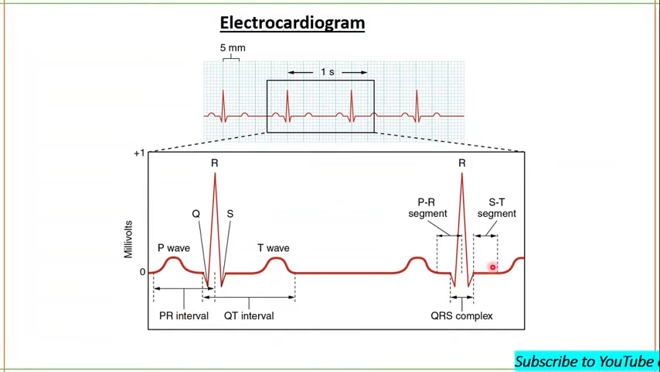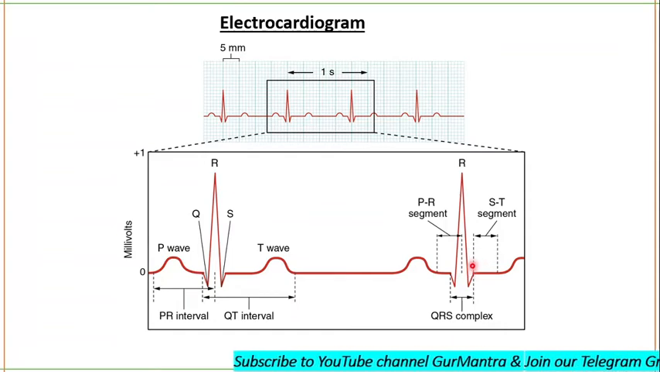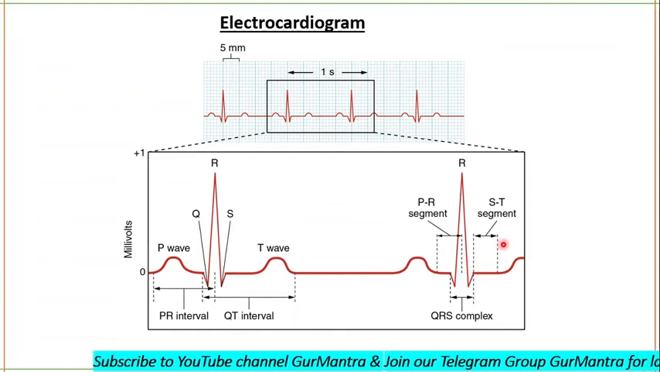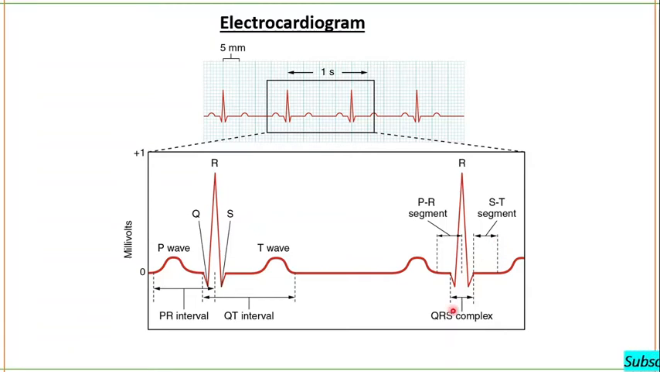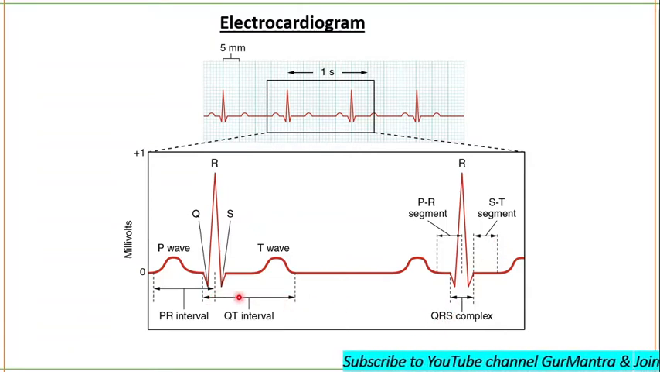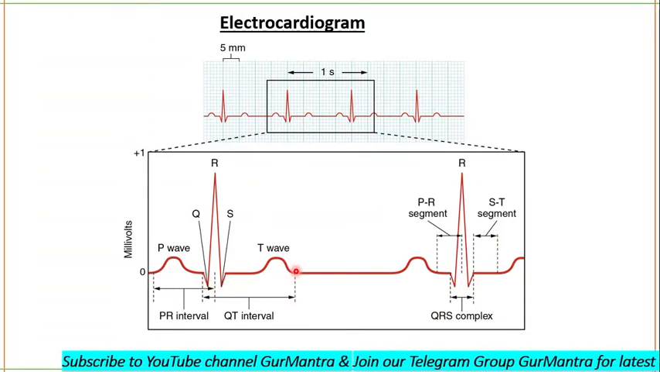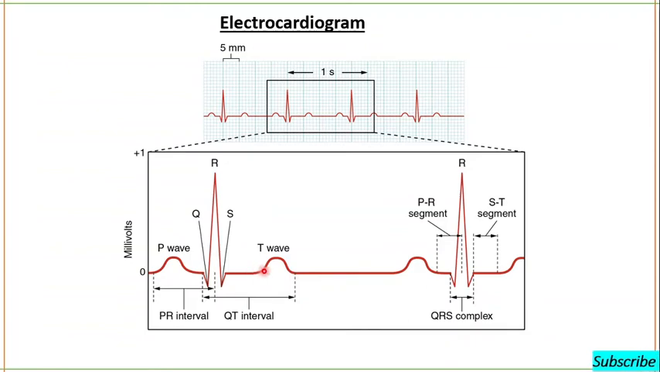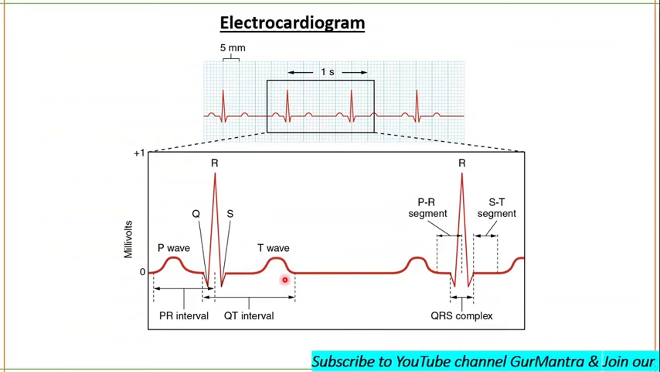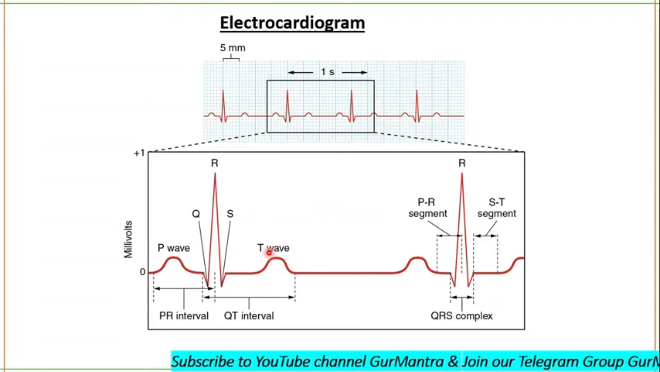You will see an ST segment. What is it representing? It is representing the gap between the depolarization and the repolarization. The QT interval, you can see, is measured from the beginning of the QRS complex to the end of the T wave, and it represents the time between the activation of electrical activity in the ventricle and their return to the relaxed, resting state.